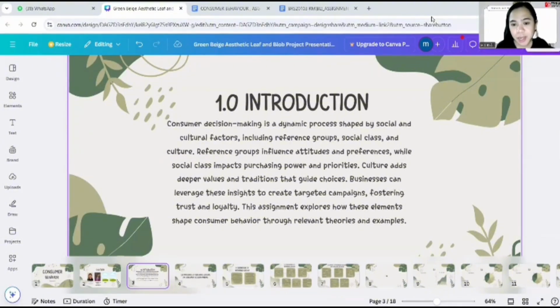Consumer decision making is a dynamic process shaped by social and cultural factors, including reference group, social class, and culture. Reference groups influence attitudes and preferences, while social class impacts purchasing power and priorities. Culture adds deeper values and tradition that guide choices. Businesses can leverage this insight to create targeted campaigns, fostering trust and loyalty. This assignment explores how these elements shape consumer behavior through relevant theories and examples.